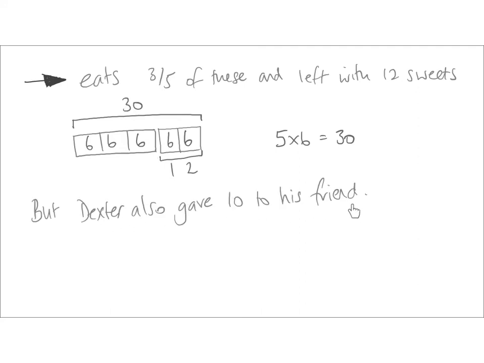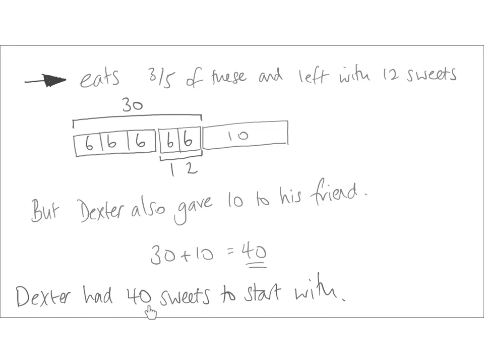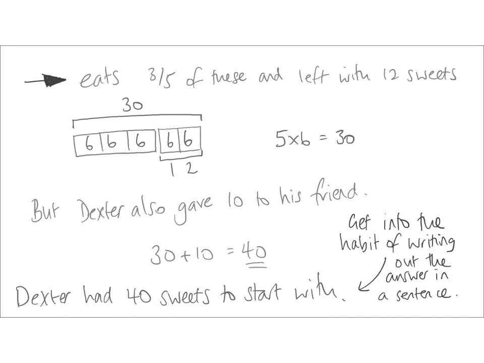However, we need to remember that Dexter gave 10 to his friend, so we can add a block of 10 to the end. So 30 plus 10 gives 40. So we can say that Dexter had 40 sweets to start with. So get into the habit of writing out the answer in a full sentence to make it clear what your answer is.